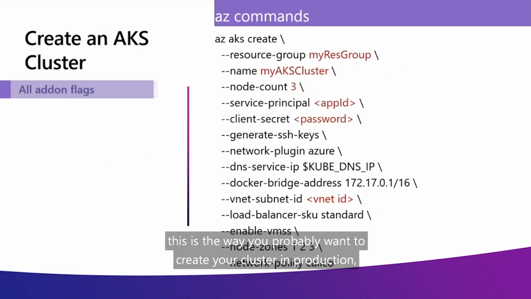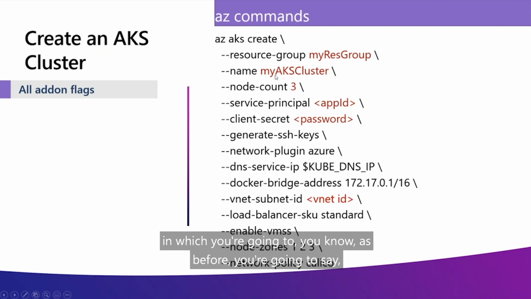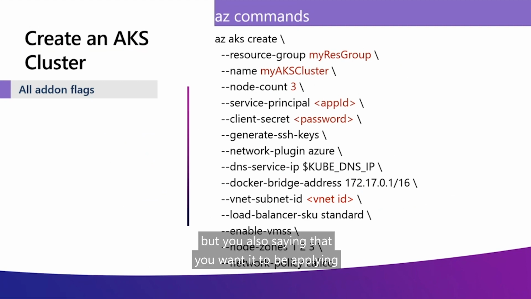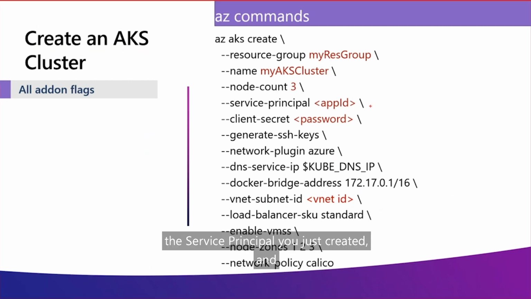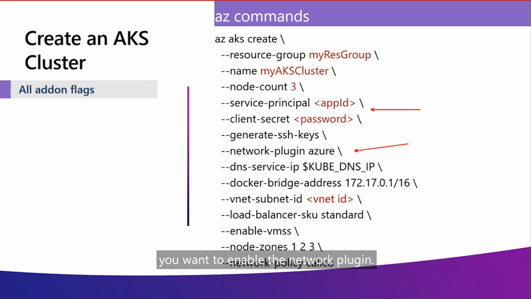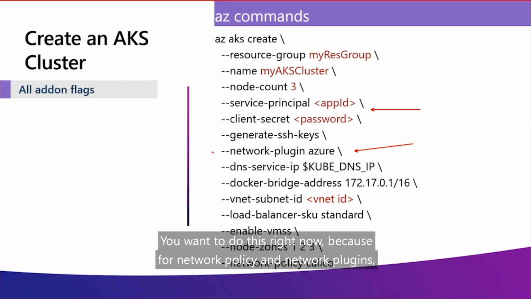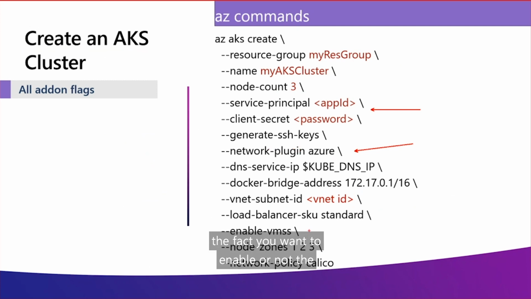In fact, this is the way you probably want to create your cluster in production, in which you're gonna, as before, say I want this many nodes, but you're also saying that you want it to be applying the service principal you just created, and you want to enable the network plugin. You want to do this right now because for network policy, network plugins, and whether you want to enable the virtual machine scale set or not, and other stuff, those cannot be done after cluster creation. And this is very important.